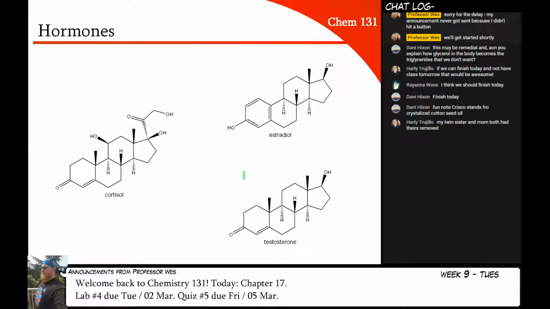Now, all of these molecules have tons of functional groups on them that can do various things. Cortisol, for example, has a carbonyl group. We've got a bunch of hydroxyls all over the place. Here's another carbonyl and a double bond. Estradiol has some alcohols. It also has this benzene ring. And testosterone has functional groups that are pretty similar to cortisol, but some of them have been removed.